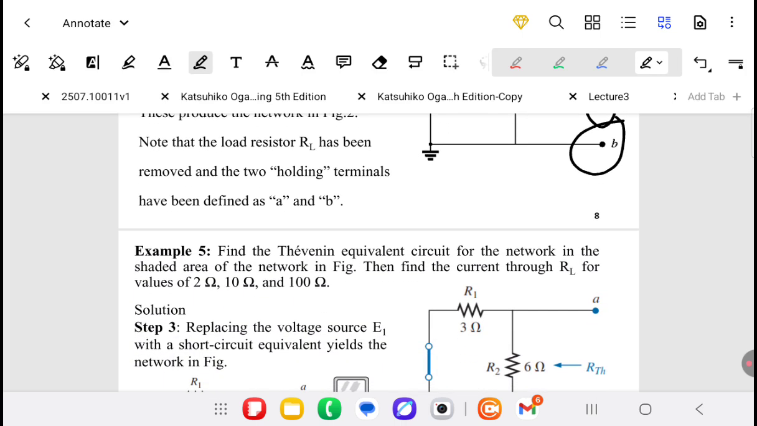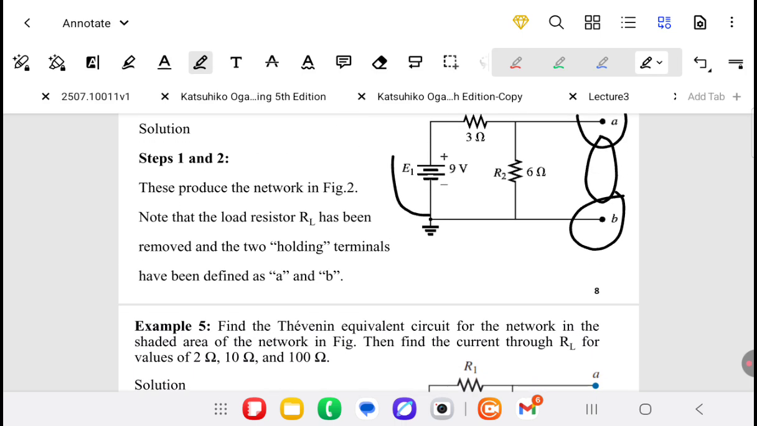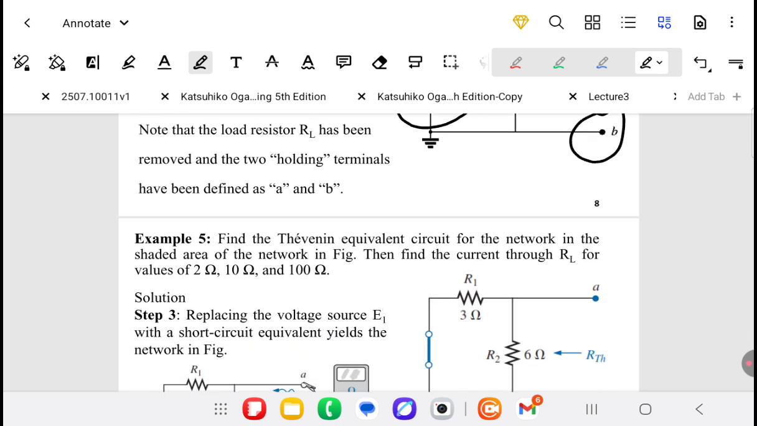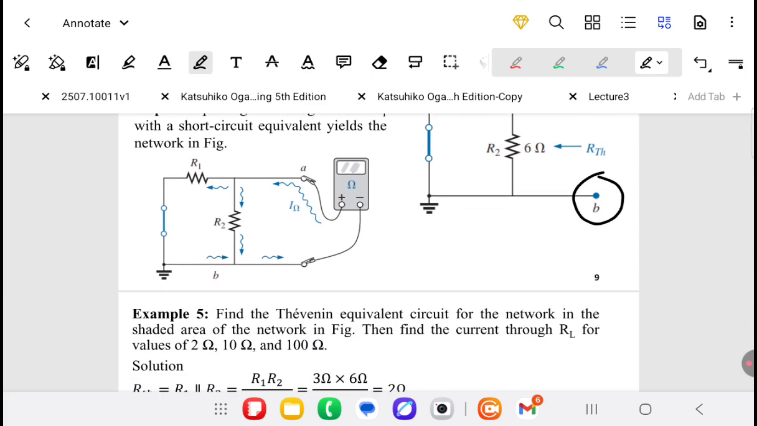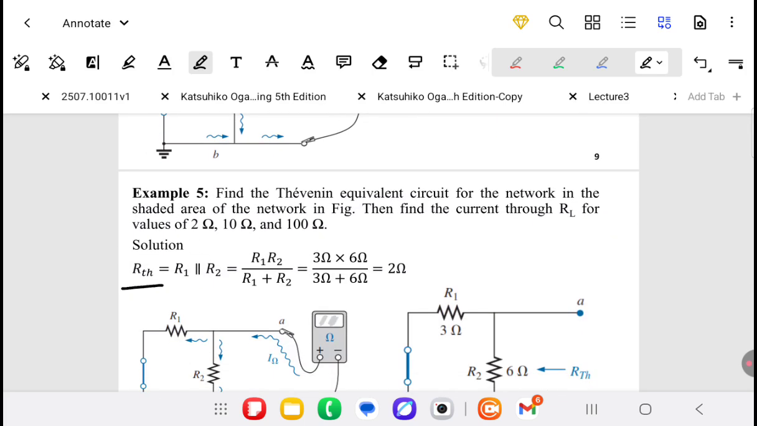After that, we have to get our R Thevenin. Then we remove the battery and replace it with a short circuit. We put a short circuit instead of the battery, and we need to get the resistance across the terminals A and B as seen from the load point of view. If we connect an ohm meter between terminals A and B, then we will see that R2 and R1 are connected in parallel by passing current from the ohm meter and returning to it. Then R Thevenin equals R1 parallel with R2, which is R1 times R2 divided by the addition. We get R Thevenin equals 2 ohm.